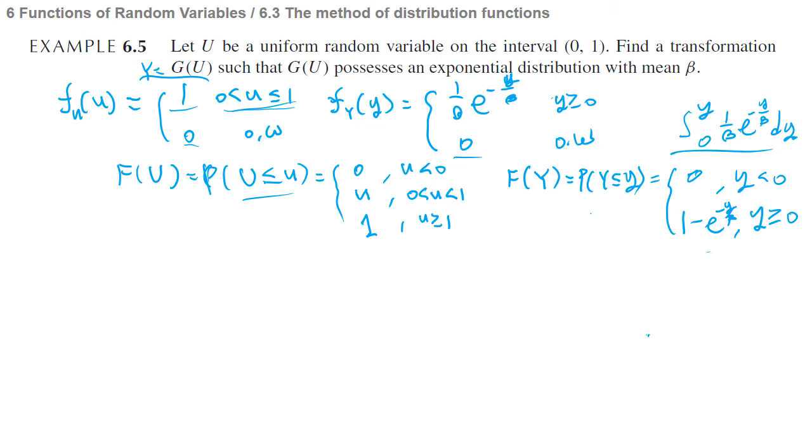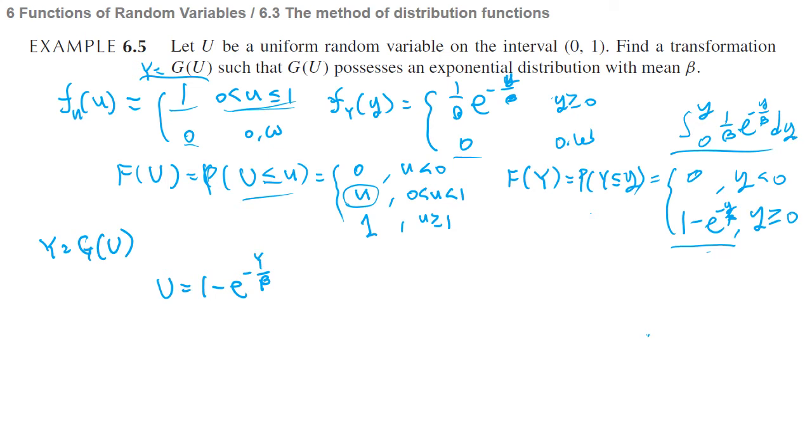And what's next? We want to find Y = g(U) that possesses the exponential distribution function. To do that, let's equate these two. What will happen? So if we set u equal to 1 minus e to the minus y over beta, what's happening?